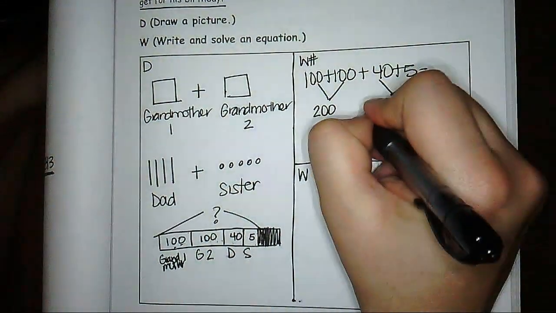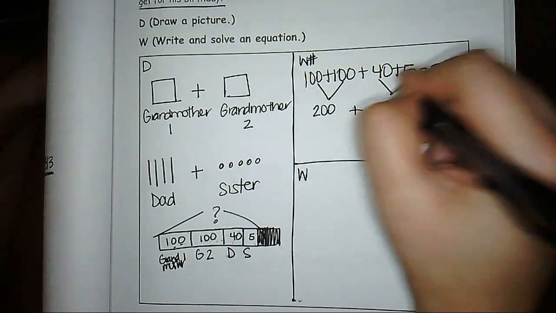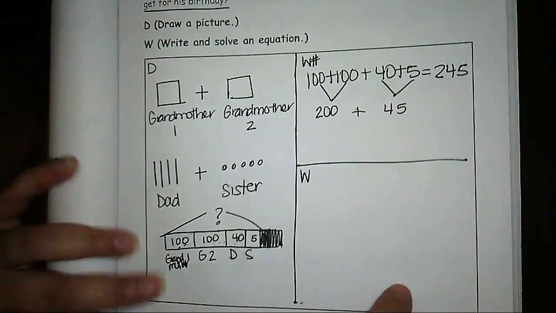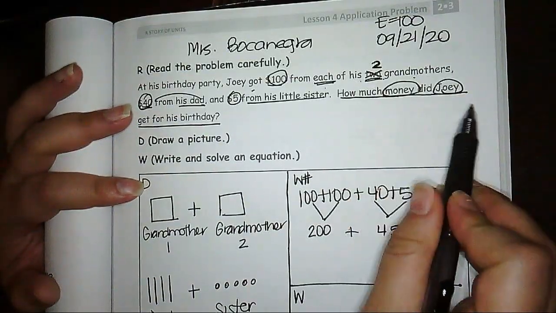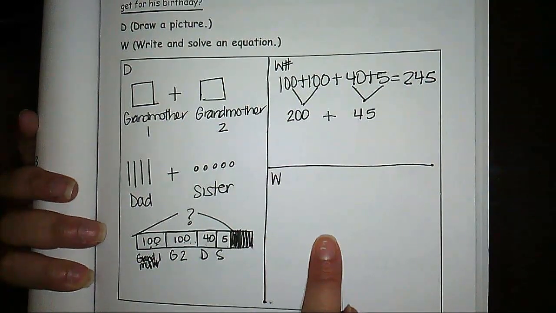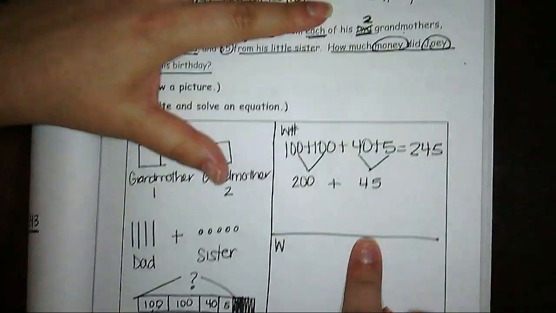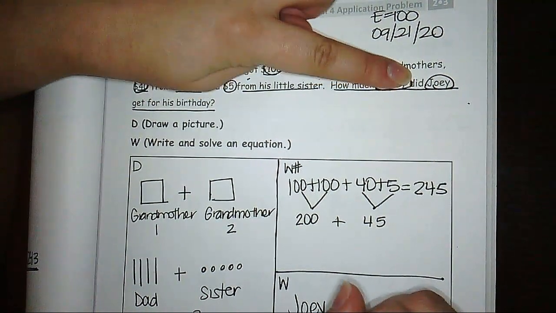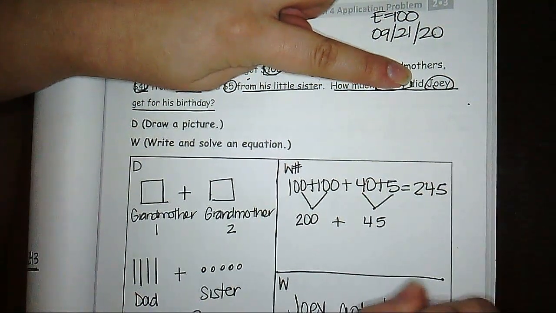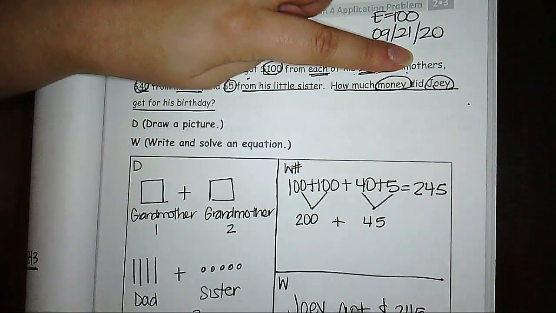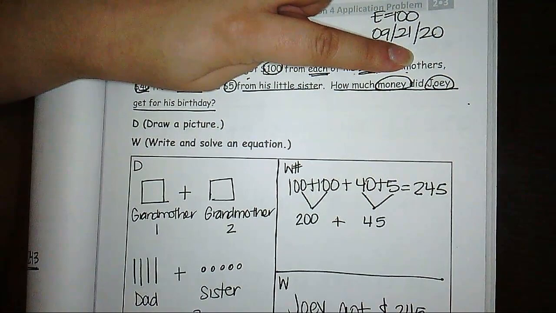So we know that now 40 plus 5 equals 45, and 200 plus 45 equals 245. So now we're ready to answer in a complete sentence. How much money did Joey get for his birthday? So what would I write? Write it. Remember, I use exactly the wording that is in the question. We can say, Joey got $245 for his birthday.